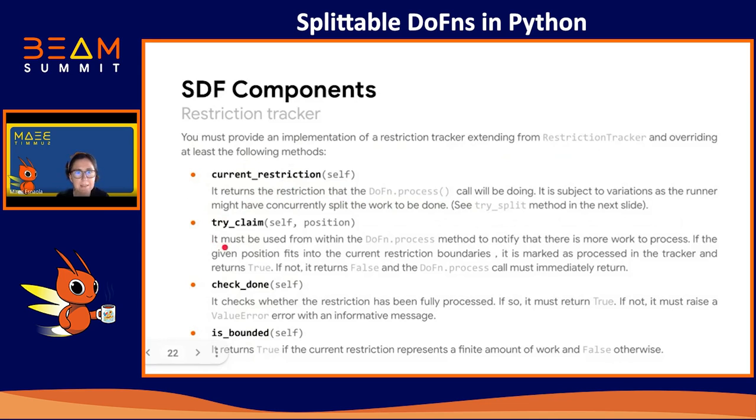Then we will see that before doing any actual processing in the DoFn, we have to claim. If we are going to do the processing starting at a position, we have to actually claim it before doing any output. And if the position that we are going to claim is inside the boundaries of the current restriction, our claim is going to be accepted, and we can proceed to the actual processing and output of that DoFn. If we cannot claim that position, we will have to return.